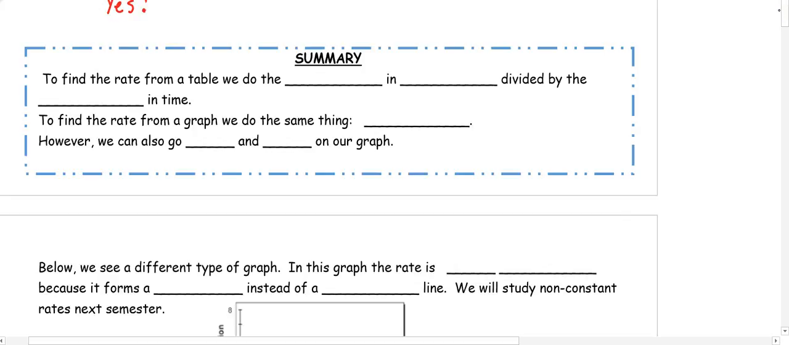So the summary, to find the rate of change, we do the change in y, which is always the column on the right, divided by the change in time. Remember that our change in time is x. So we could also say that y is the change in distance. So from a table, we do the same thing. We're still doing the change in y over the change in x. Remember that we can also count and go up or down on the graph and then to the right.